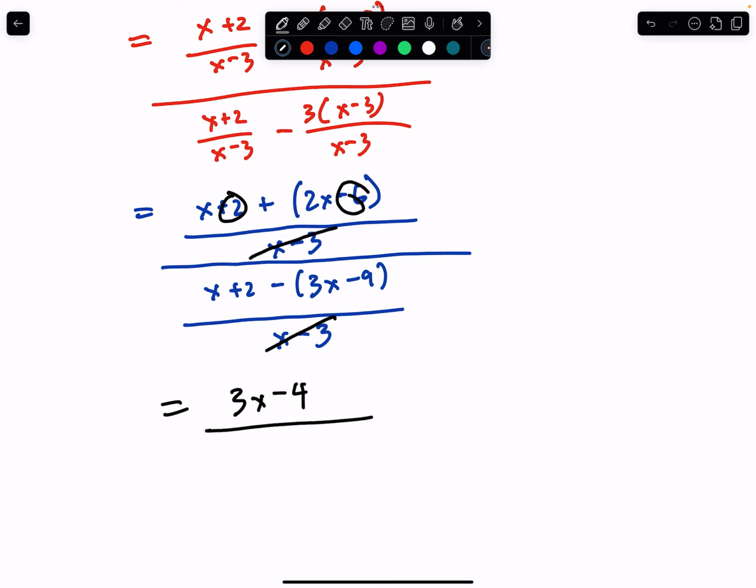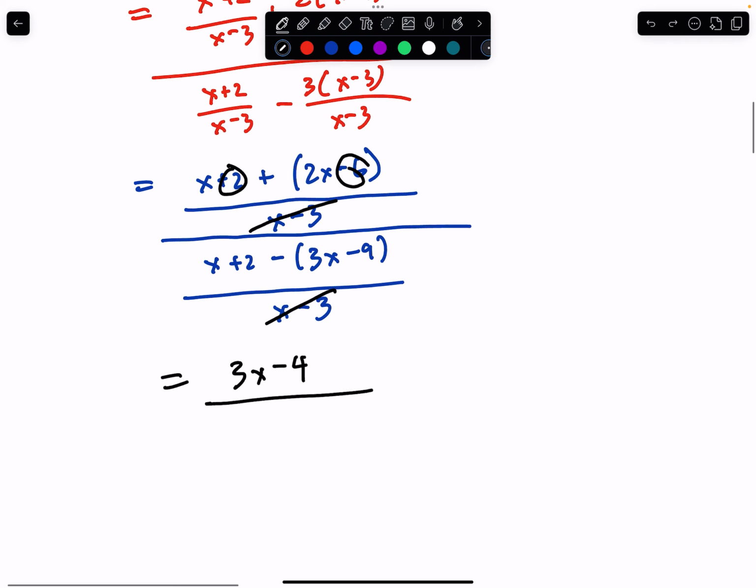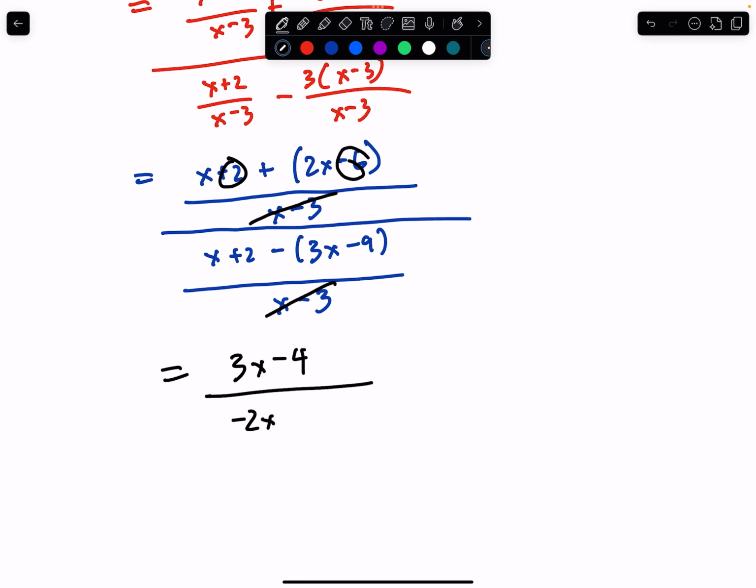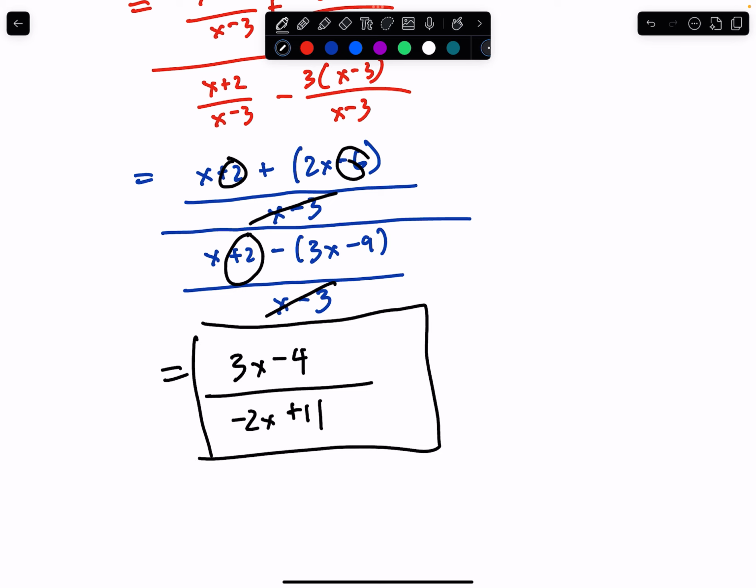Okay, in the bottom, this part, I've got X minus 3X, that's negative 2X. I've got 2 minus negative 9, that's 2 plus 9. That's 2X plus 11. And nothing factoring nicely here, so yeah, that's it.